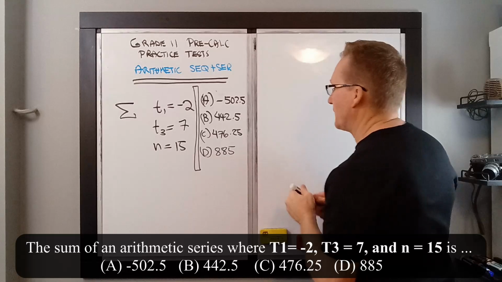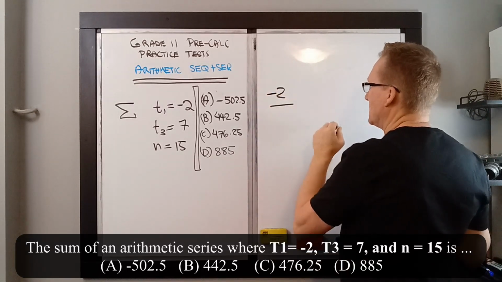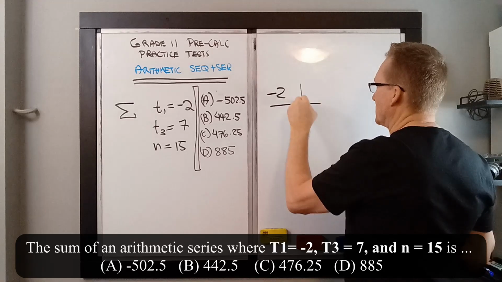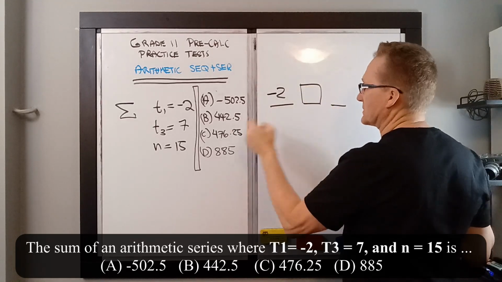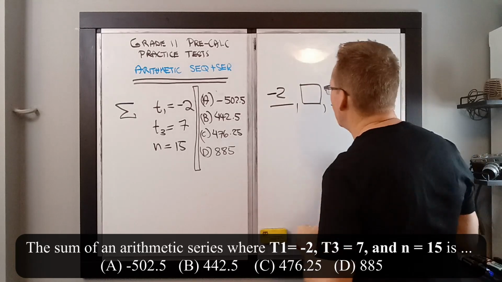So if I'm going to draw this out for you, here's the first term, -2. And then we're going to have a blank term, which we don't know what it is. And then we're going to have the next term, which is 7. And then we're going to keep going. So those are the terms here.